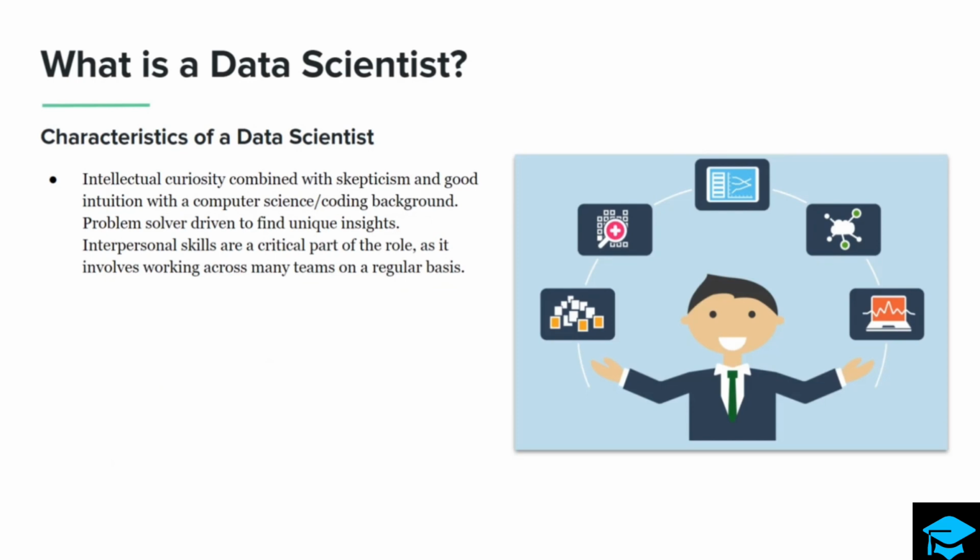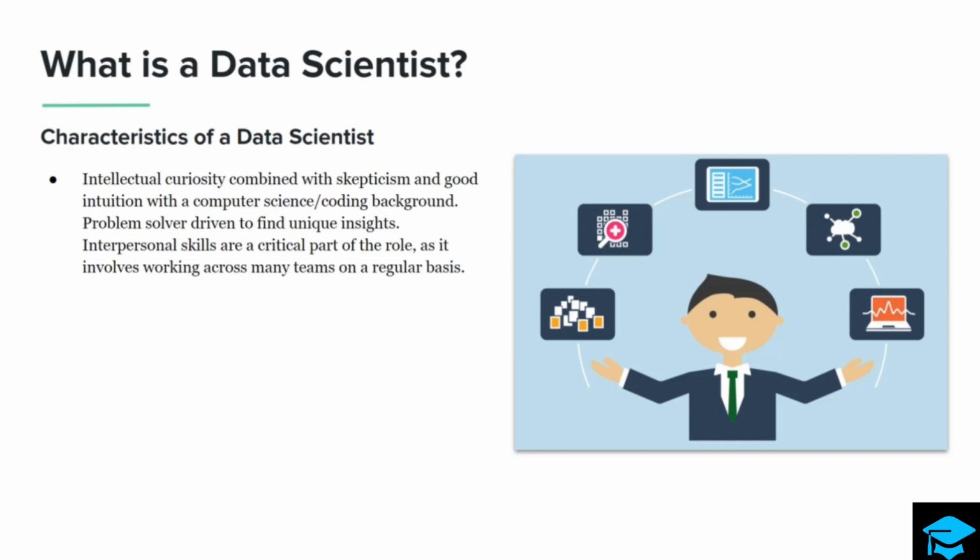Okay, so let's look at some characteristics of a data scientist. Individuals that typically make the best type of data scientists are going to be intellectually curious, combined with skepticism and good intuition with the computer science coding background. Oftentimes I would say the individuals that are very analytical, that like to break things down into the small parts, into their pieces, and can really look at things in a very sequential and analytical and abstract way, are the kind of people that really do best in the field of data science.